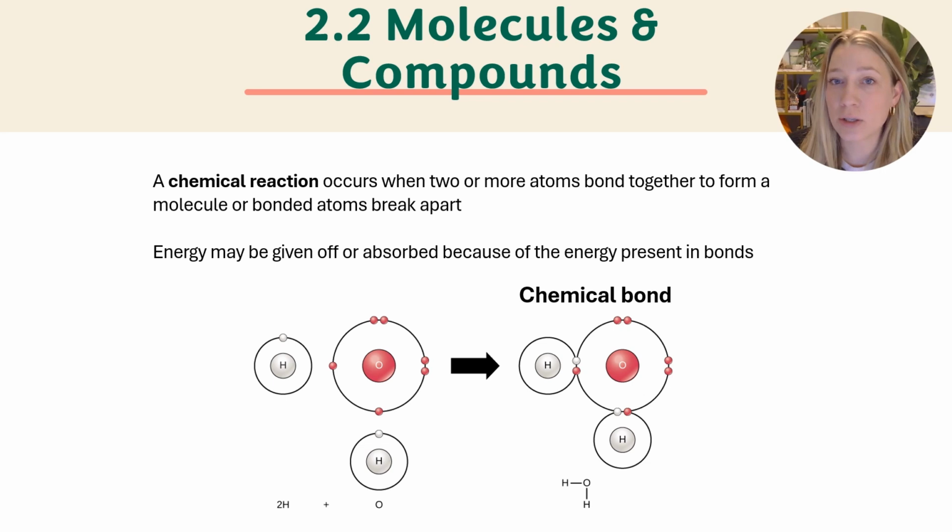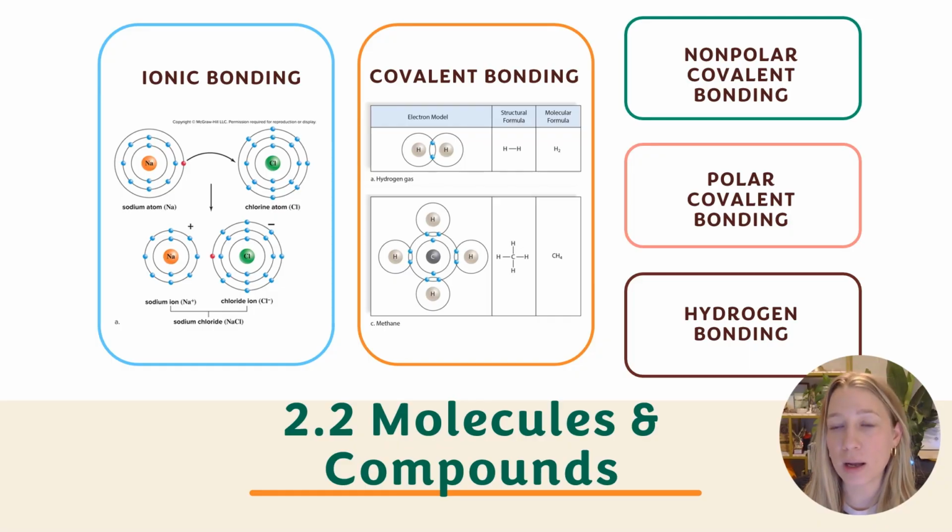Chemical reactions occur when two or more atoms bond together to form a compound or a molecule, or if molecules are breaking apart into smaller components. During these reactions, energy is either going to be released or absorbed due to the breaking and forming of chemical bonds. The chemical bonds that are formed between atoms include ionic, covalent, and hydrogen bonds. So these bonds determine the structure and behavior of the molecules that they form.